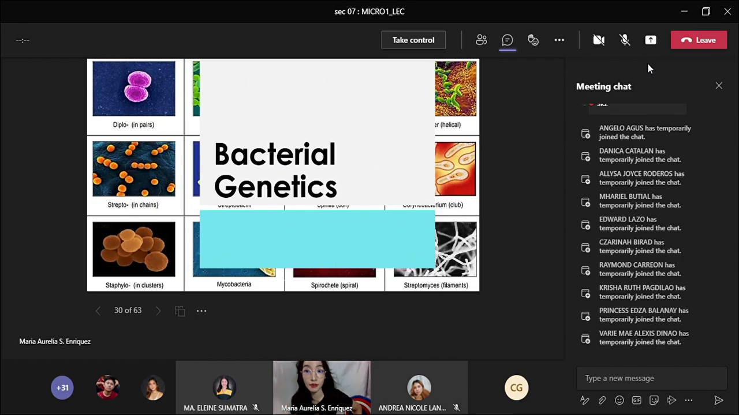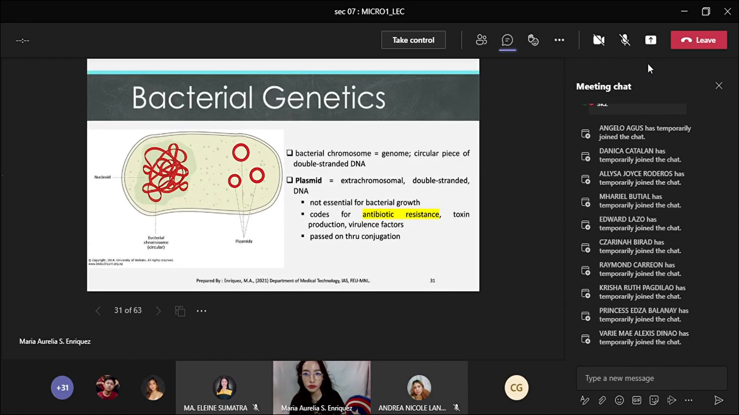On to the last segment of our discussion, let's proceed to bacterial genetics. Okay, so the bacterial chromosome is referred to as its genome. This genome consists of one closed circular piece of DNA that is supercoiled to fit inside of the cell, as we can see here in this photo to the left. Okay, so basically po, isang malaking loop lang yan ng DNA, but it is coiled very tightly para po magkasya siya sa loob ng bacterial cell. So now it looks like that.